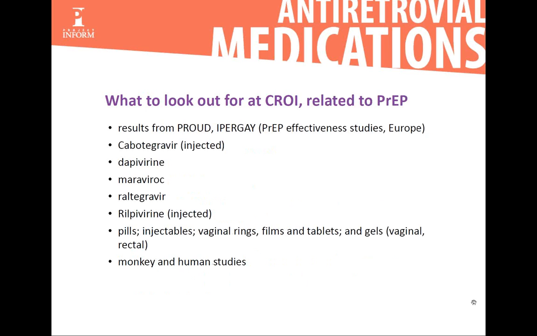And then what to look out for at CROI related to PrEP. Again, PROUD and IPERGAY, cabotegravir, you see all those listed there. Also raltegravir, the integrase inhibitor, and rilpivirine, the NNRTI, as an injected compound. Look for PrEP related to using it as pills, as injectables, as vaginal rings, films, and tablets, and also as vaginal and rectal gels. So that's a very large number of compounds and methods to get it into the body. So keep an eye out for those words and those types of studies, not only in humans, but also in early monkey studies. So next.